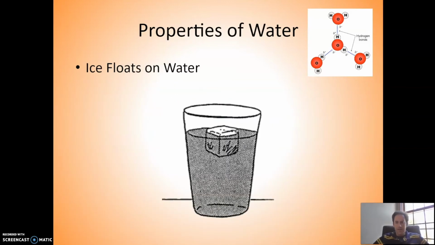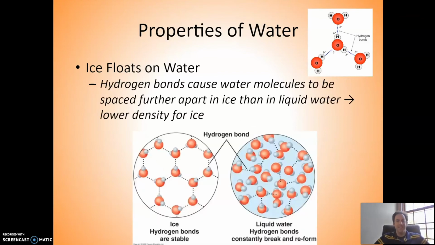Another interesting property: ice floats on water. This is kind of a weird thing. Now, it doesn't seem weird to you because your entire life you've seen ice cubes floating on water. But in most substances, solids are more dense than liquids, and so the solid would sink for most substances. But water, it's the opposite. The solid is less dense.